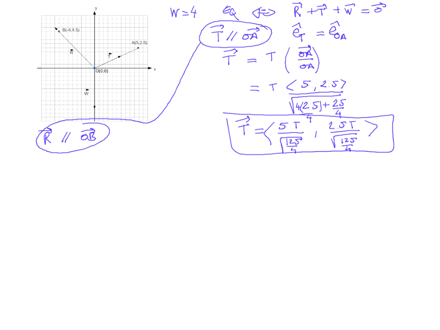Vector R is not the same as OB. Vector T is not the same as OA. We don't know the direction, the magnitude of T. That's what we're looking for. We don't know the magnitude of R. That's what we're looking for. So we cannot assume that the magnitude of T is the same as OA. But we know that T and OA share the same direction. Therefore, all we can write is that ER is the same as EOB.